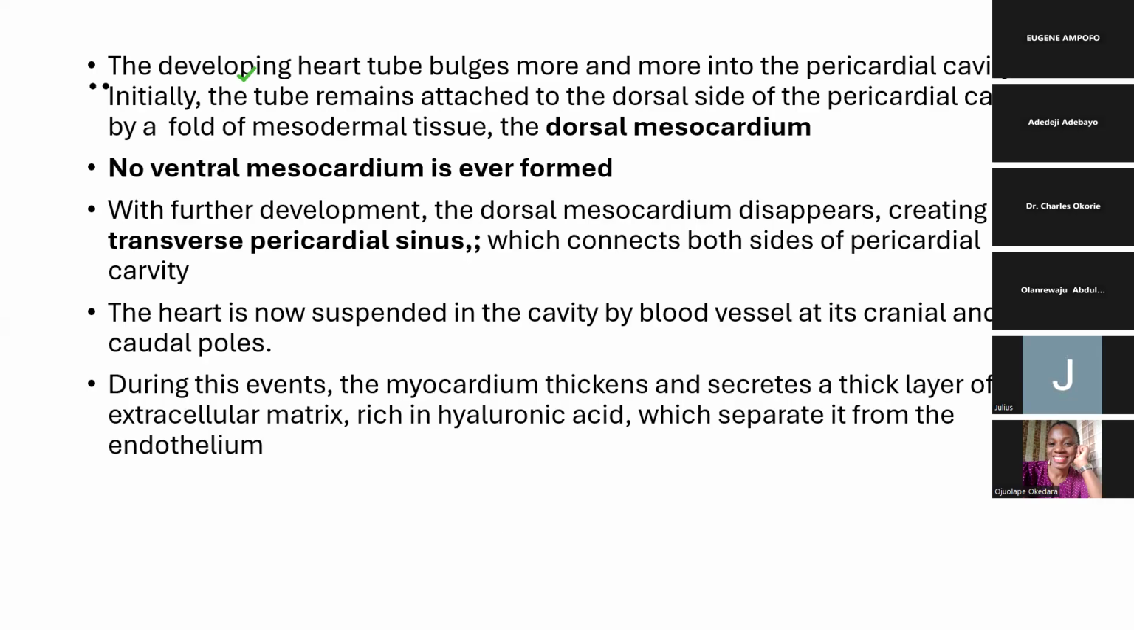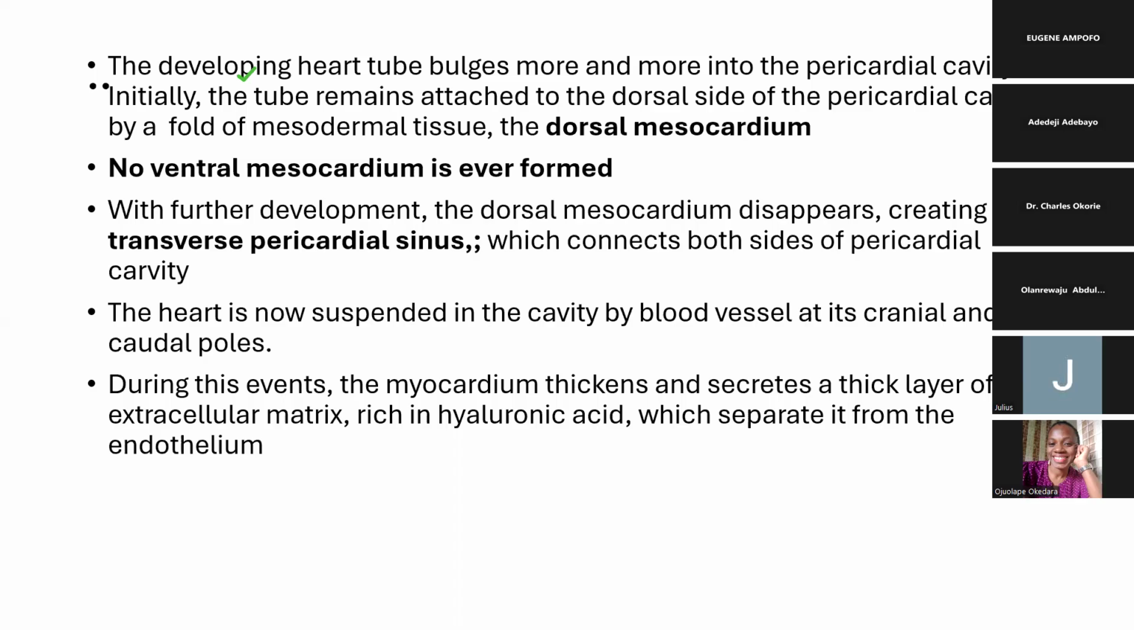The developing heart tube bulges more and more into the pericardial cavity. Initially, the tube remains attached to the dorsal side of the pericardial cavity by a fold of mesodermal tissue, which is known as the dorsal mesocardium. It should be noted that no ventral mesocardium is ever formed. It is the dorsal mesocardium that is formed.